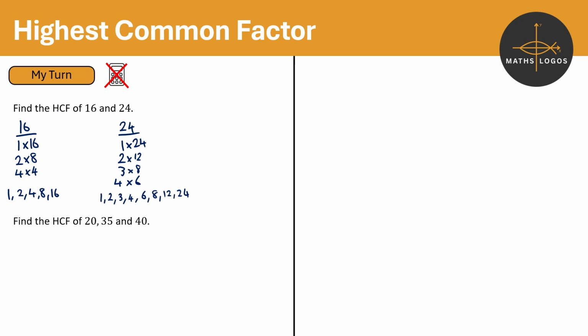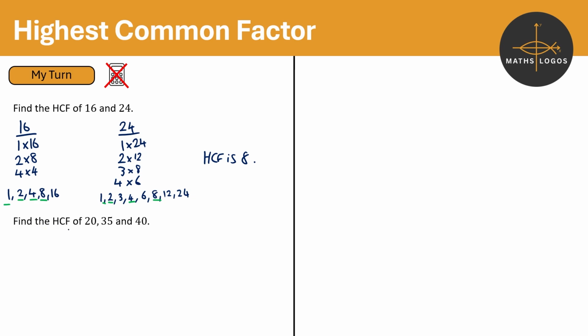Now in this case, we want to find the highest common factor. So we want to look at both lists for common factors. 1 is a common factor, 2 is a common factor, and 4 is a common factor. But the highest common factor is 8. The highest common factor is 8. In other words, it's the largest number that divides into both 16 and 24 without leaving a remainder.